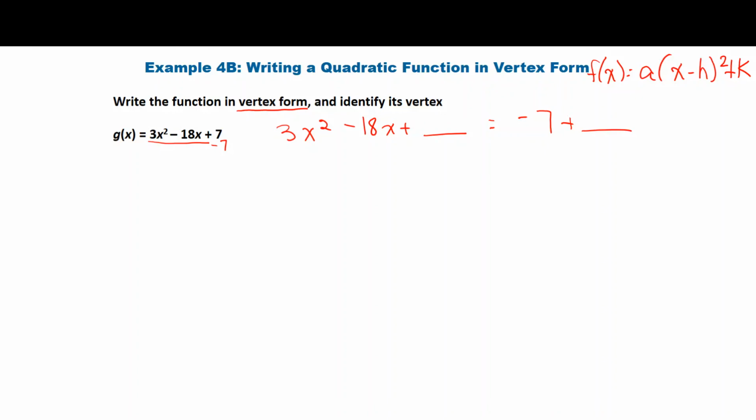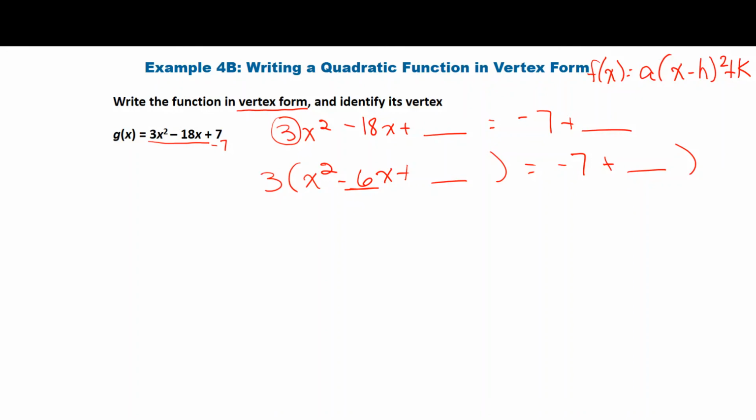Well, first of all, let's notice that I have this 3 with my x squared, and I really don't want it, so I'm going to factor a 3 out of this side here. I'm going to say 3x squared minus 18, oops, not 18, 6. So I'm going to factor that out. Minus 6x, all right, and then plus something equals negative 7 plus something. Okay, so what is this something going to be? Well, let's take a look at it.